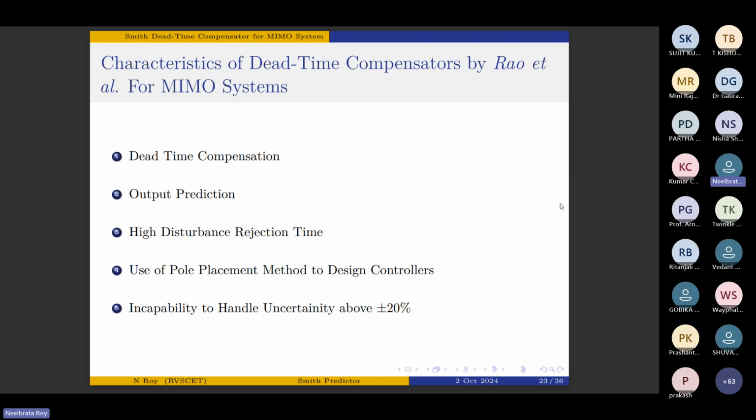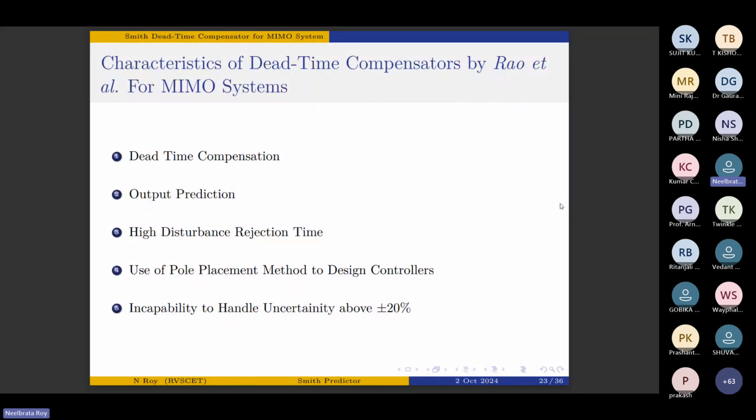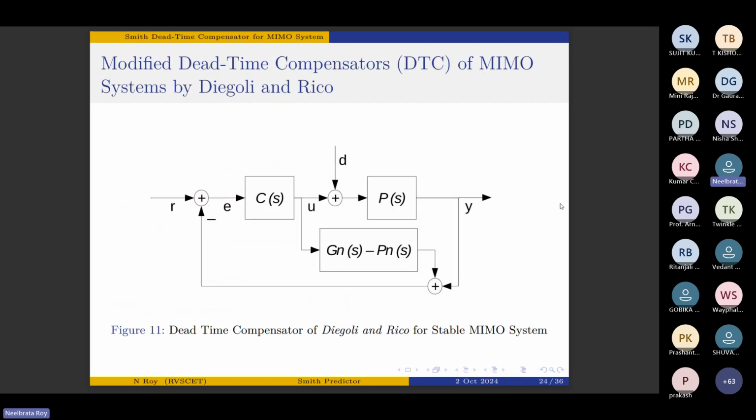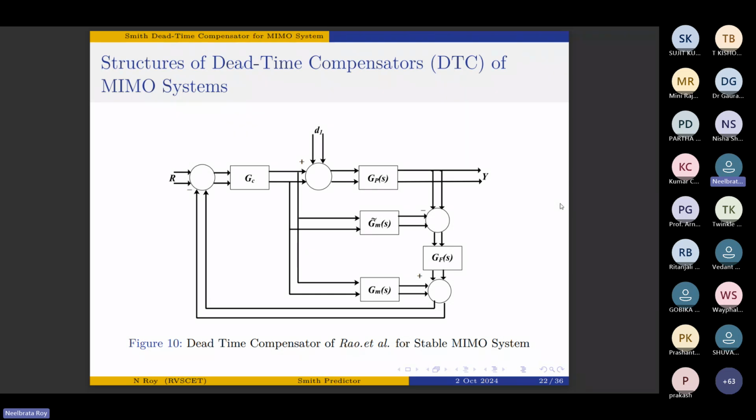Next, the proposed method of Chidambaram and Rao has a high disturbance rejection time. The disturbance rejection time of this is extremely high. And they have used an arbitrary pole placement method, which is a hit and trial kind of method. And fifthly, they have validated this method for plus minus 20% model uncertainty. But if we go higher than that, then the system doesn't give the desired response.